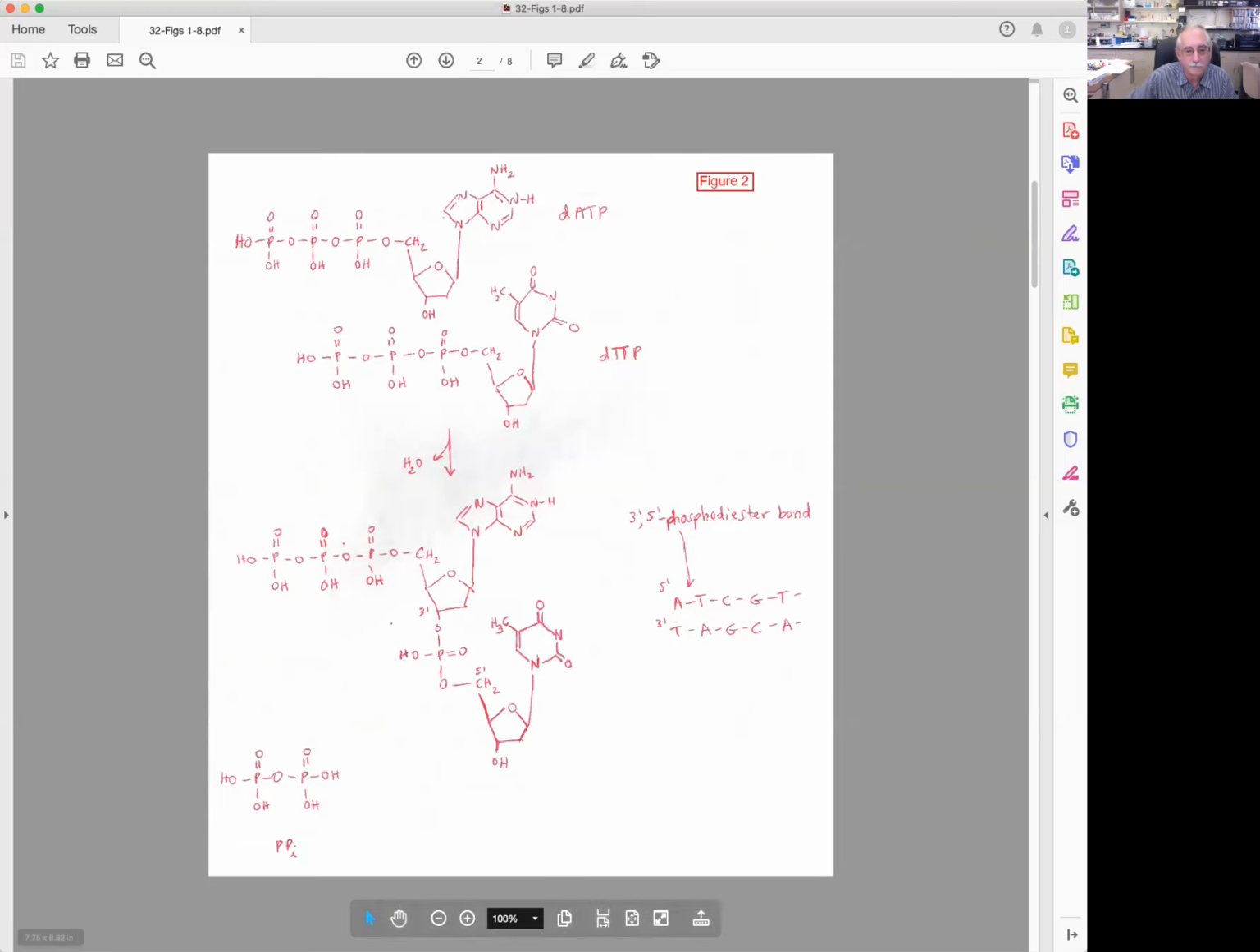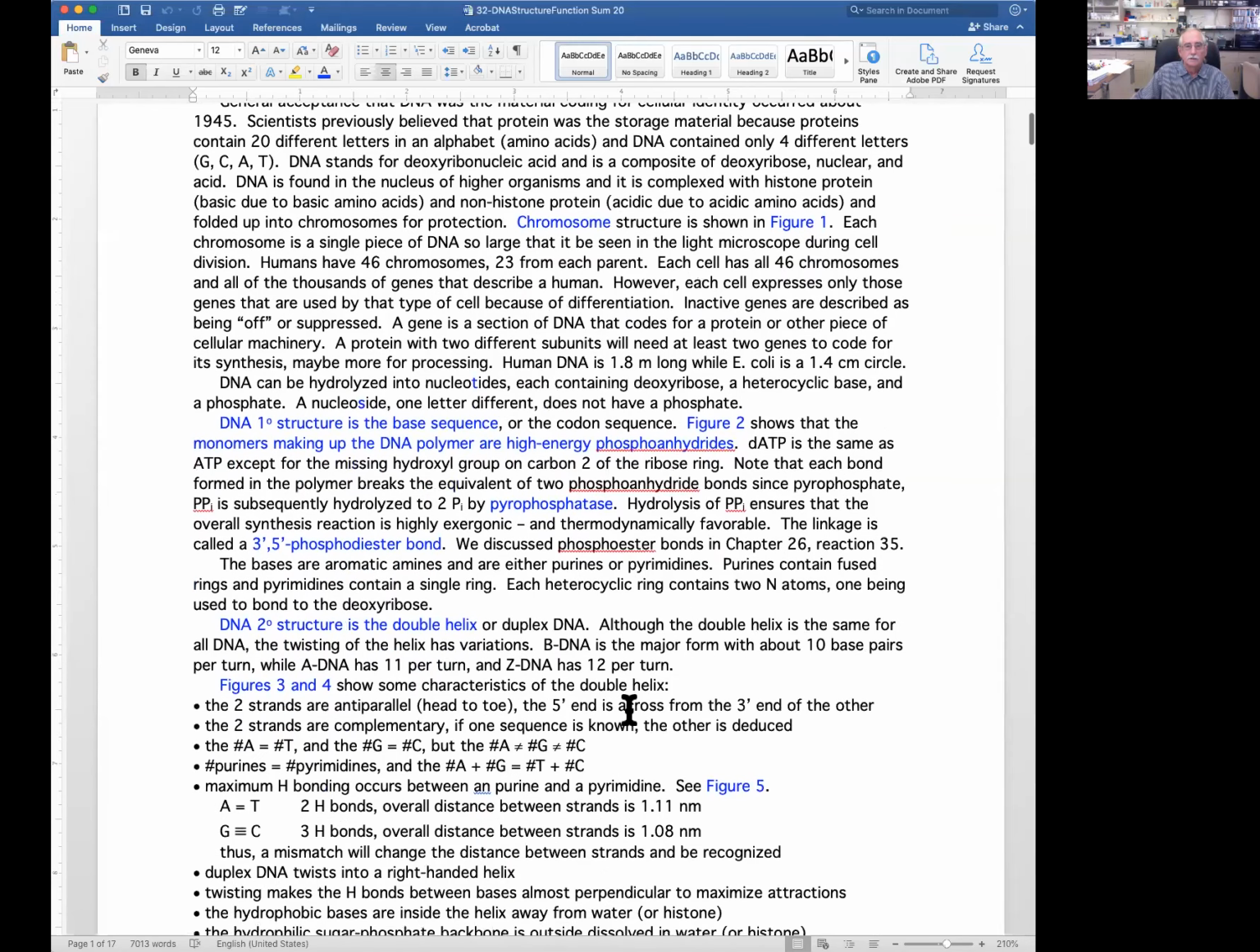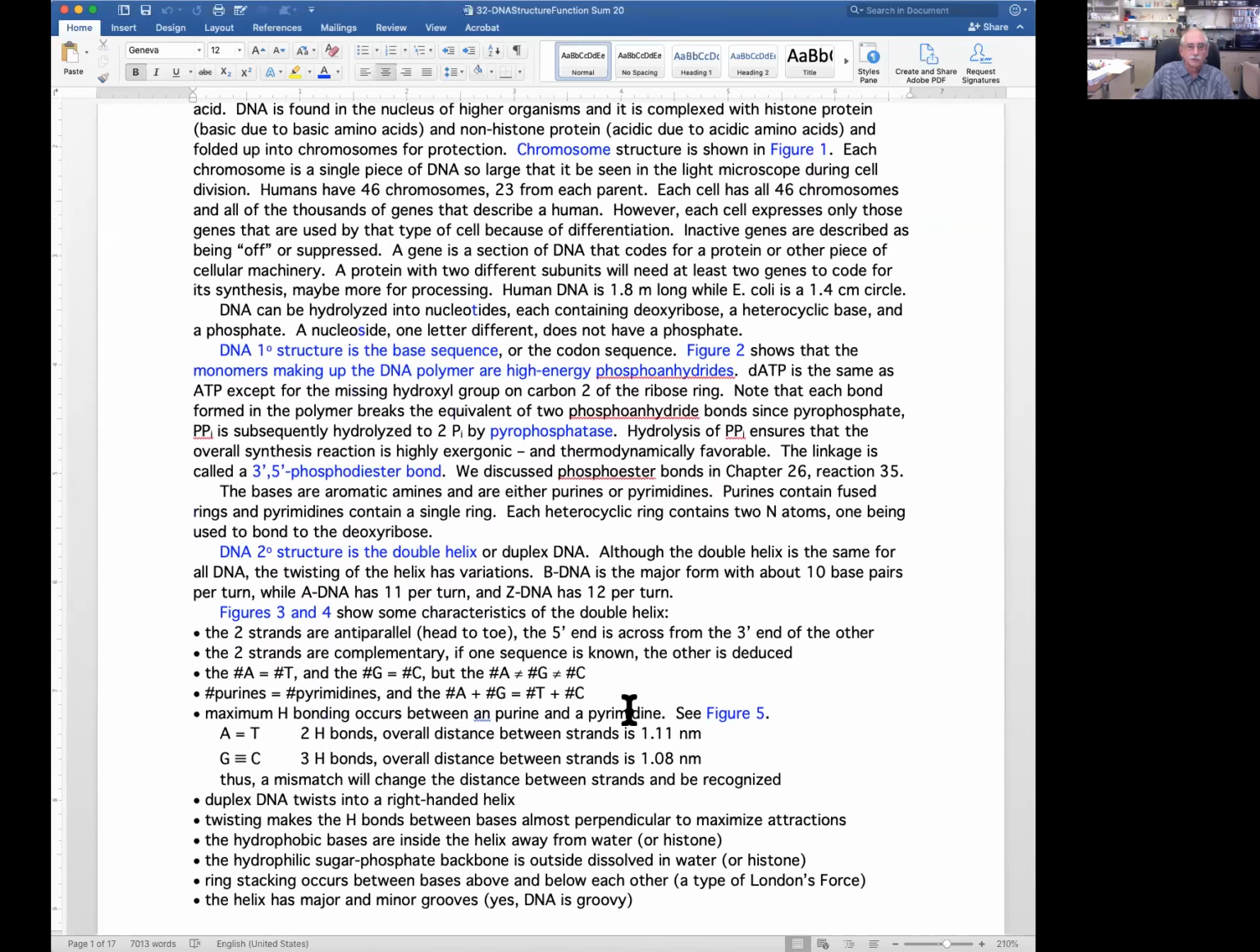Then, let me just go back to this again. So figure 2 shows the monomers that make up the DNA polymer, which are high energy phosphoanhydrides. This is one thing that most pictures of DNA just fail to point out.